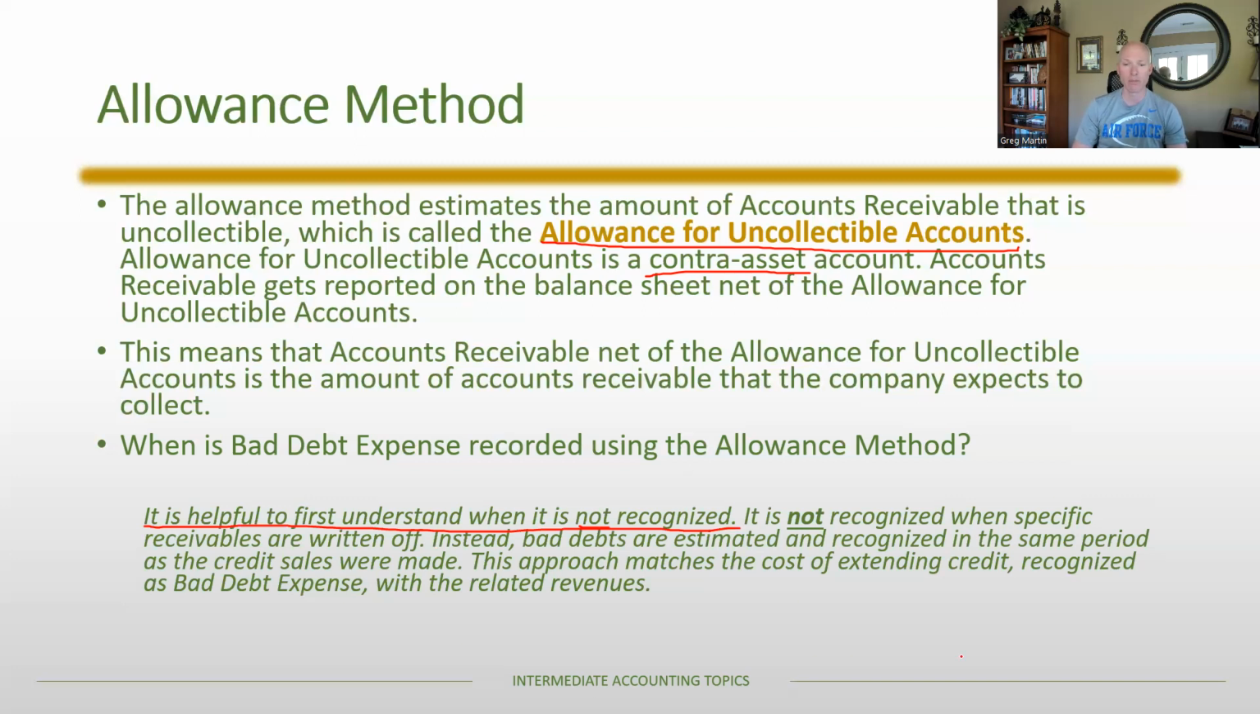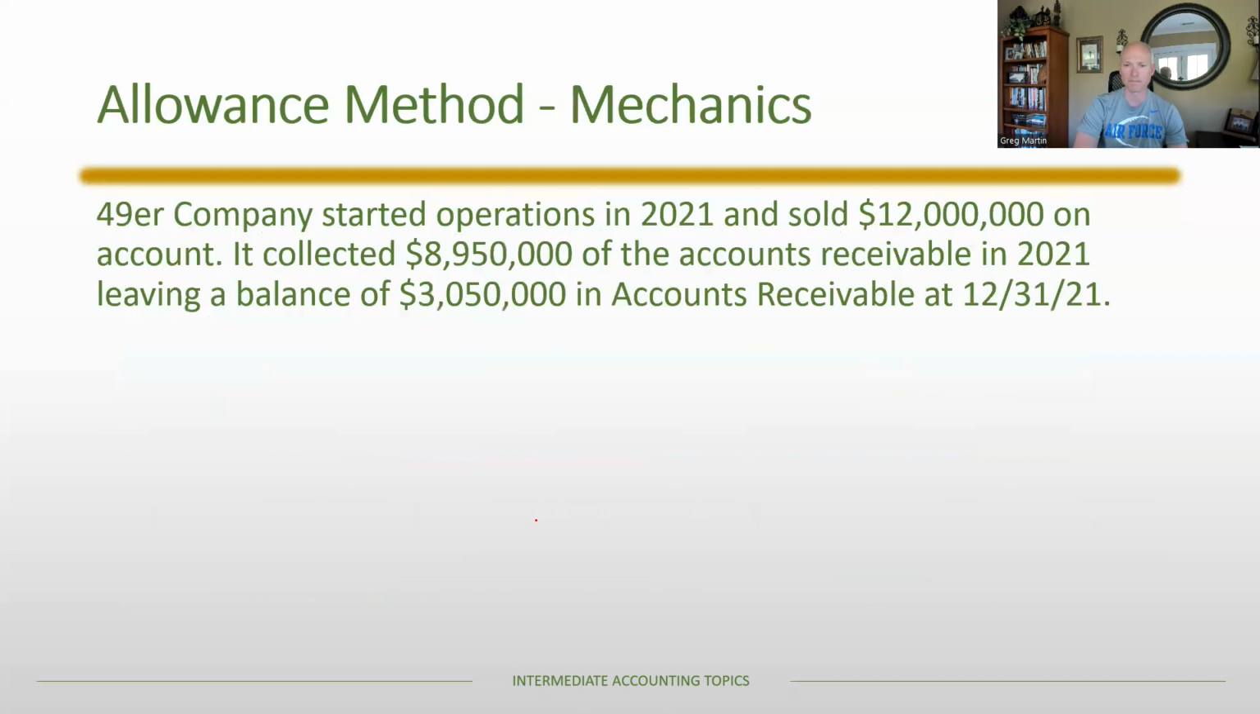Instead, with the bad debt expense, we recognize it in the same period that the credit sales were made. So we do some sort of estimate to record it in the same period where those credit sales were actually made. And so again, like I said, it is part of the adjusting process. And so we'll walk through how that happens.